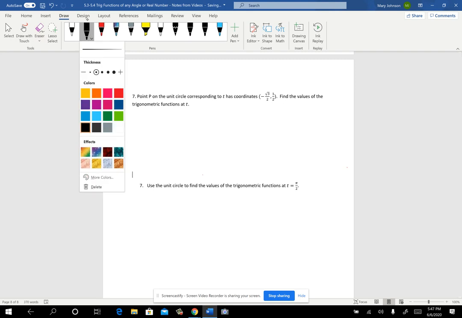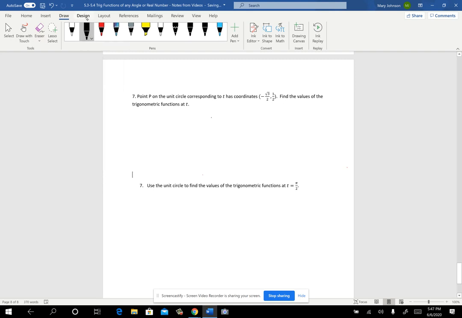What I'm thinking here is that this is a point on a unit circle. Since that's a point on the unit circle, I know that the x and the y coordinate give me the cosine of t and the sine of t. Let me do it in the right order: cosine of t followed by the sine of t, right?